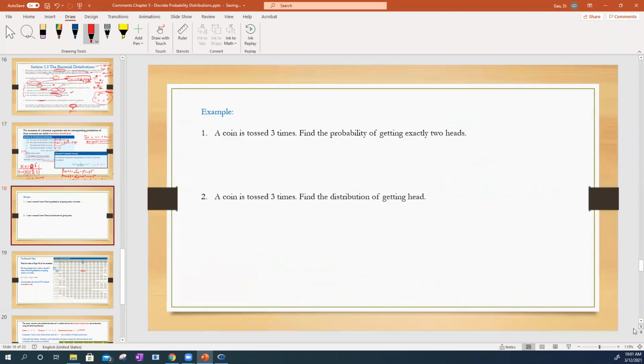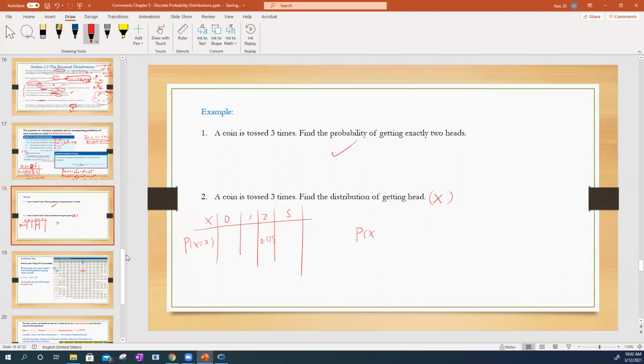Then let's look at this example. A coin is tossed 3 times. Find the probability of getting exactly 2 heads. So that is done. And then a coin is tossed 3 times. Find the distribution of getting heads. So again, X is the random variable, and then we just want to finish this table. 0, 1, 2, 3. So probability of X equals x. So we got 0.375 here. And then let's just calculate the rest using the formula.